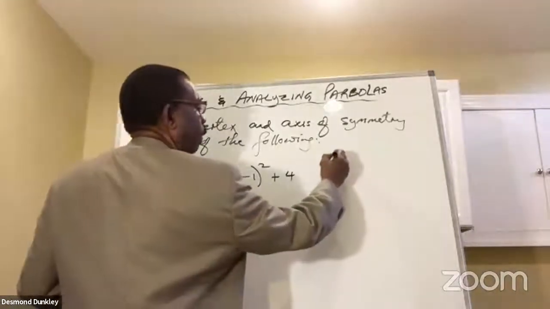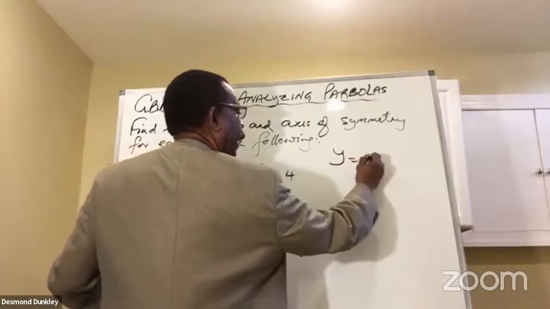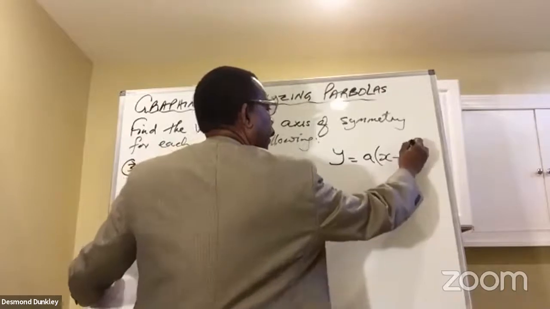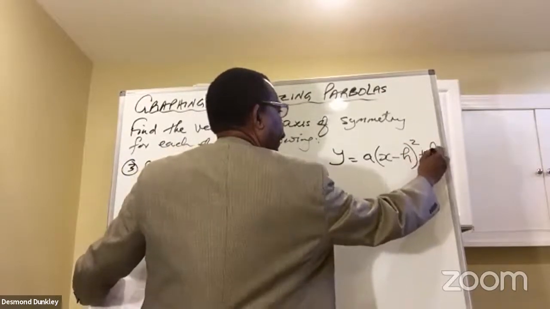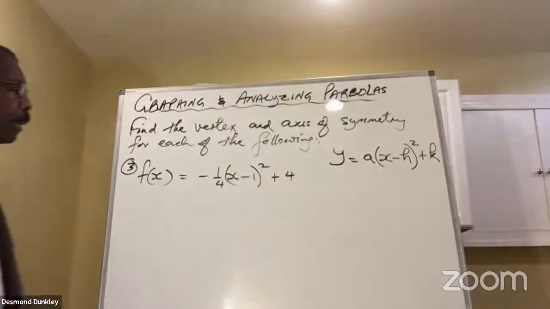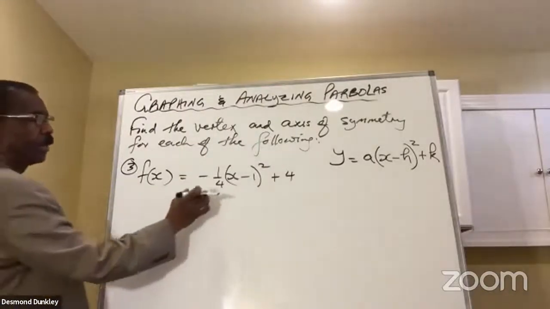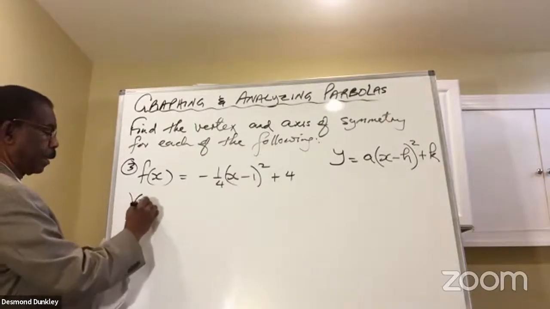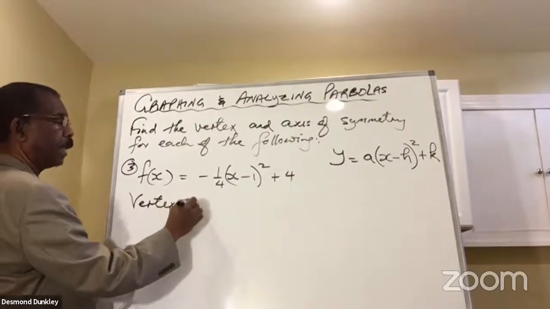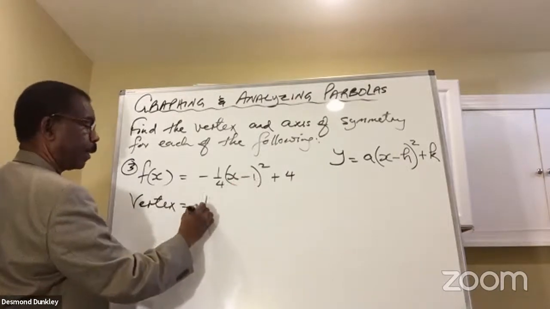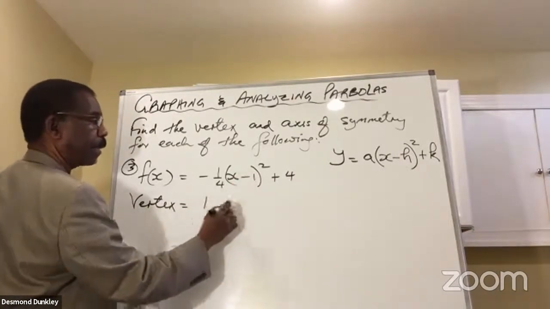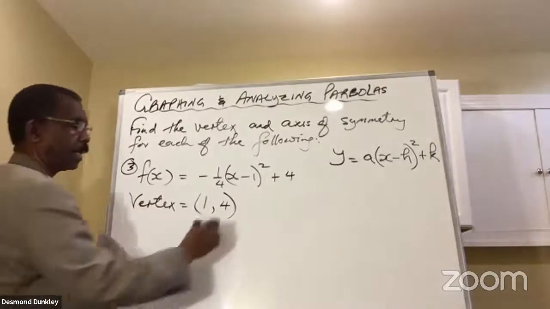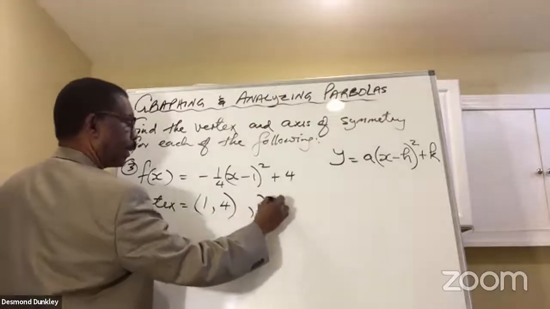So what is the format? Y equal to a times (x minus h) squared plus k. That is the format. So what is our h? So the vertex is going to be equal to, your h is 1, comma, your k is 4. And of course, our axis of symmetry is x equal to 1.